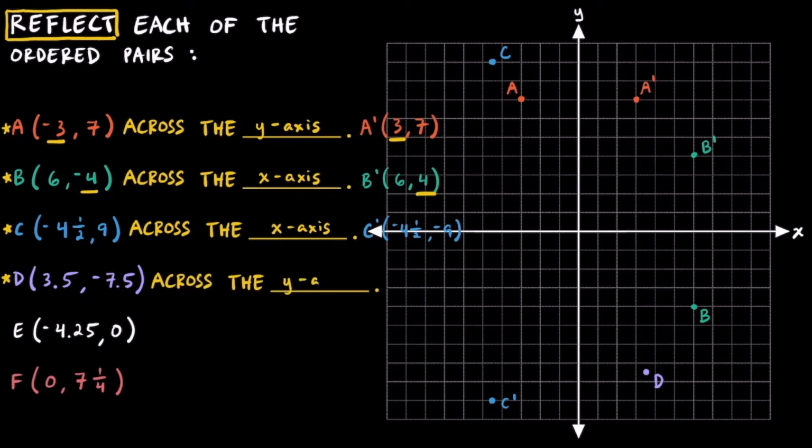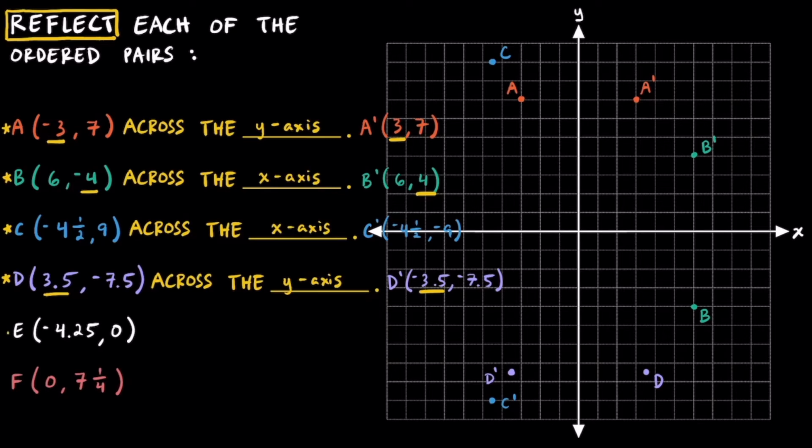Let's try reflecting this point across the y-axis, or the vertical axis, and notice how point D is going to be 3.5 units to the right of the y-axis, so its reflection has to be 3.5 units to the left of it. D prime is located over here in quadrant 3. D prime, or the reflection of D, is located at -3.5, -7.5, where notice how they have the same y-coordinates, but they have opposite x-coordinates.